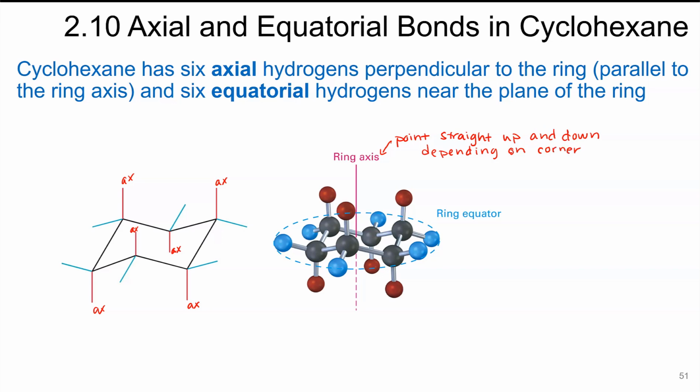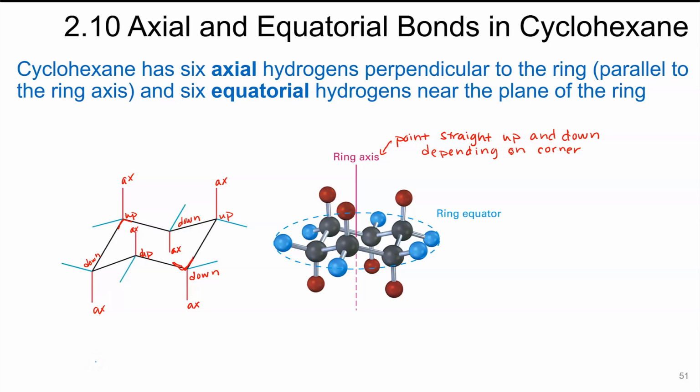Axial groups will stick straight up and down depending on what corner they're on. So this corner is pointing up, so it's axial pointing straight up. This corner here, if I look at that, is pointing down. This corner is pointing up. This one is down. This is the up corner. This is the down corner.